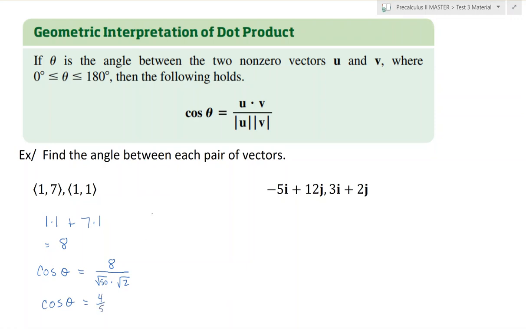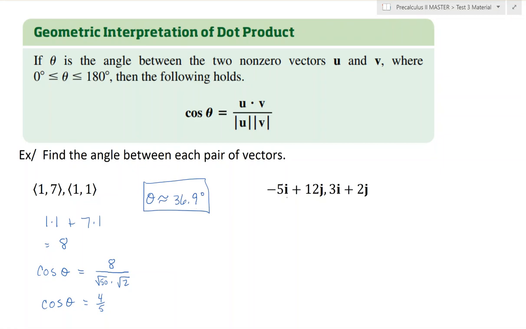And when you use your inverse cosine, we end up with a theta of about 36.9 degrees. That's the angle between those two vectors.